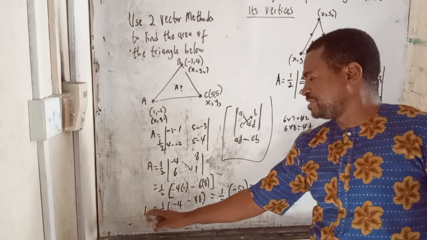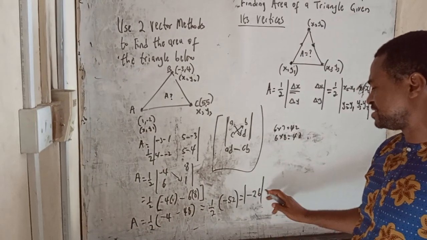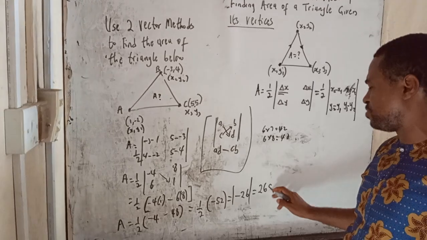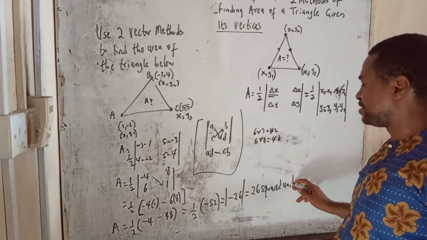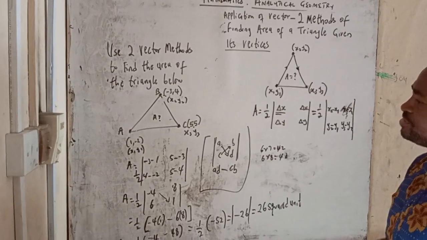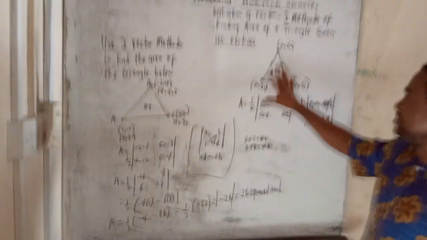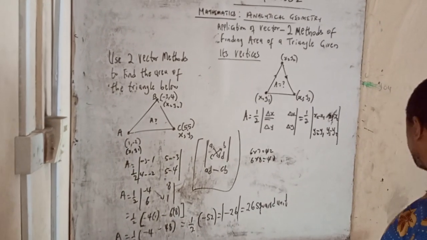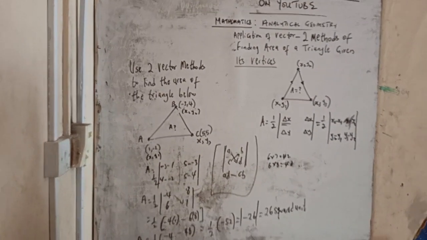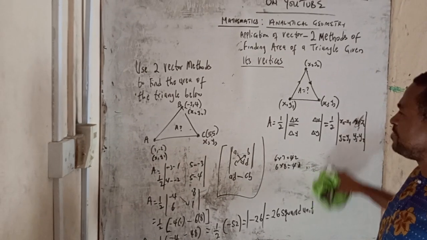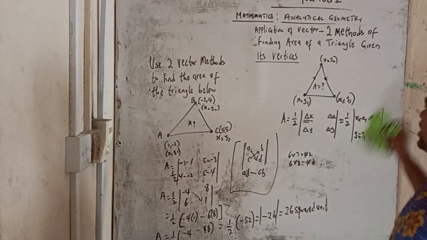But area is never a negative expression. So we take the absolute value of minus 26, which is 26 square units. So this is the first method of finding the area of a triangle given the vertices. So I want to start the second method. Now, the same problem I have here, I want to use the second method to find it. How do we do that?